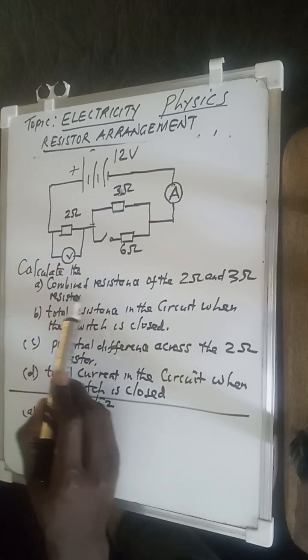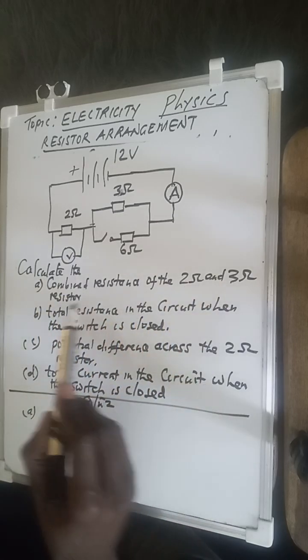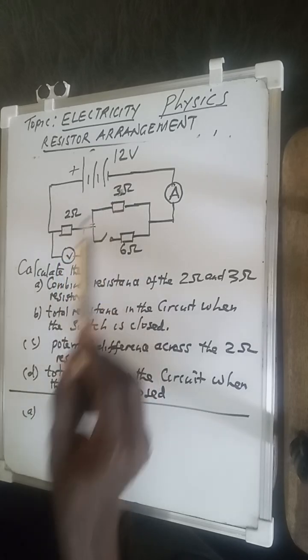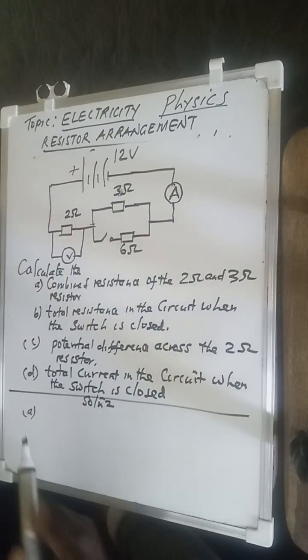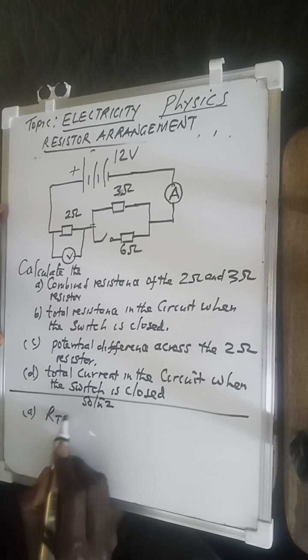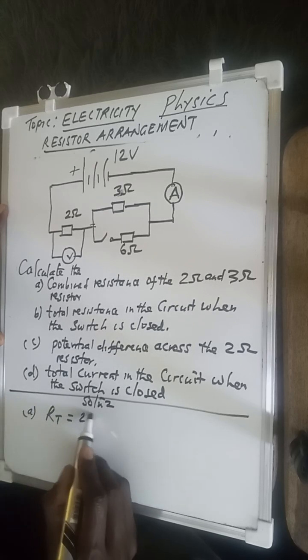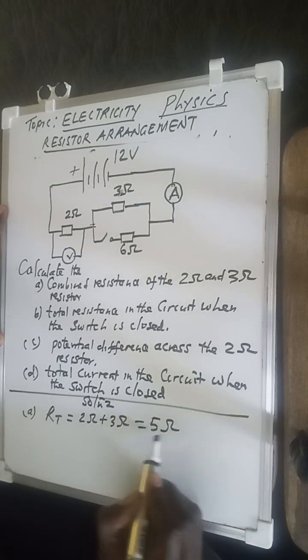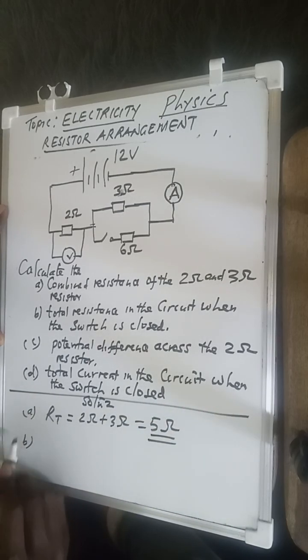It says calculate the combined resistance of the 2 and the 3 ohms resistor. So if that circuit is open, the 2 and the 3 ohms resistor are simply in series. And how do you find resistors in series? You just add them. So it will be the 2 ohms plus the 3 ohms. That will give me 5 ohms. So that is what we mean there.